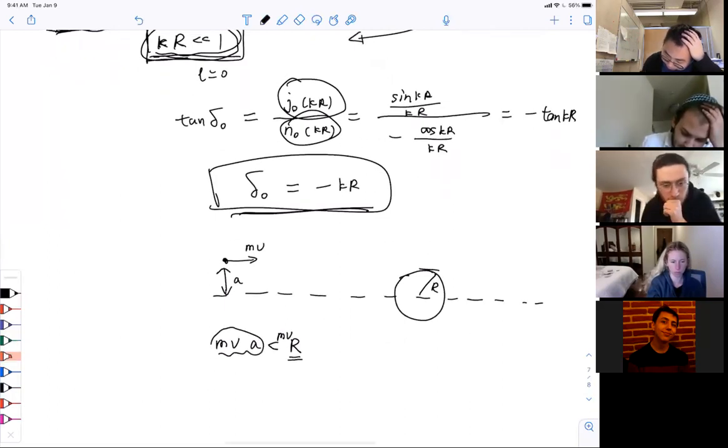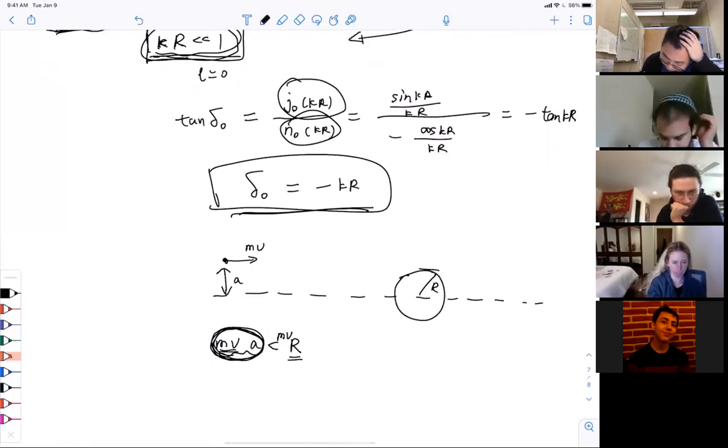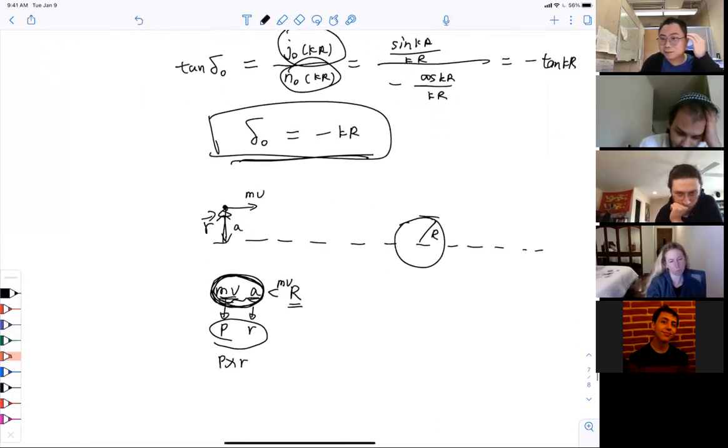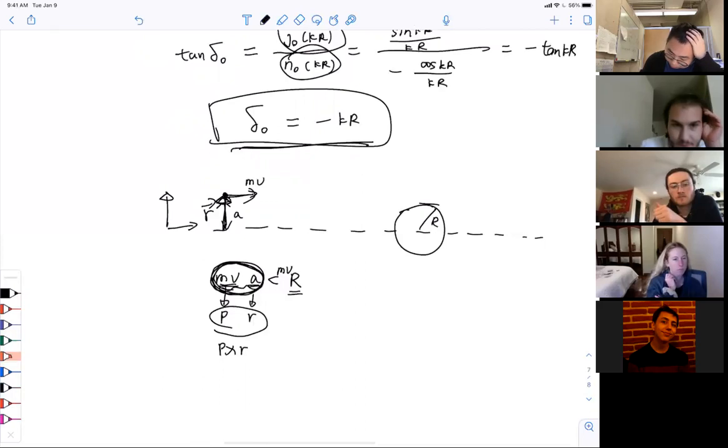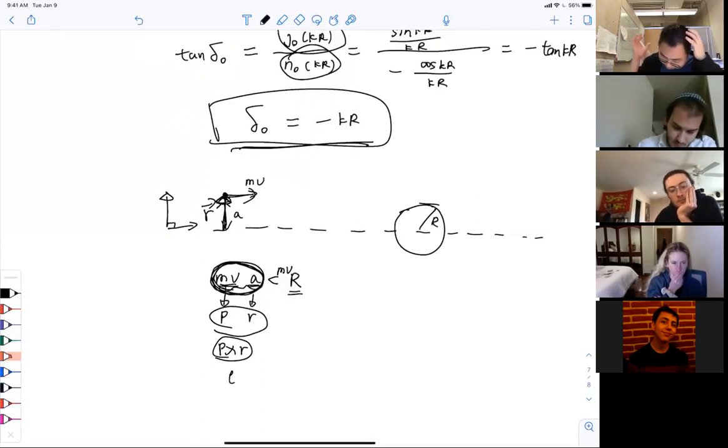This guy is nothing but p. This is l. Sorry, this is r, right? This is nothing but p cross r, right? Because this r is pointing in this direction, and p is perpendicular to this guy, so it's p cross r. So this is l in some sense.